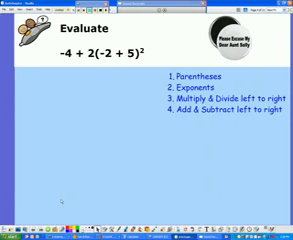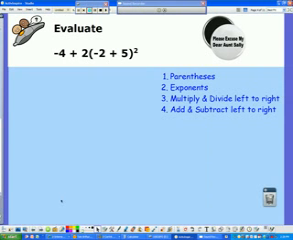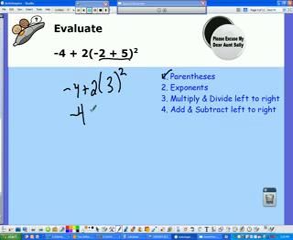So, first example. If we had the expression negative 4 plus 2 times the quantity negative 2 plus 5 to the second power. The first thing that we need to do is what's in the parentheses. So inside the parentheses we have negative 2 plus 5, which would give us 3. I would suggest underlining the first step that you're doing. So all the parentheses are taken care of, and that's when you get it down to one number. Next is exponents. The only thing being raised to the exponent is the 3. So 3 squared tells us we take 3 times 3, which would give us 9. So we end up with negative 4 plus 2 times 9.